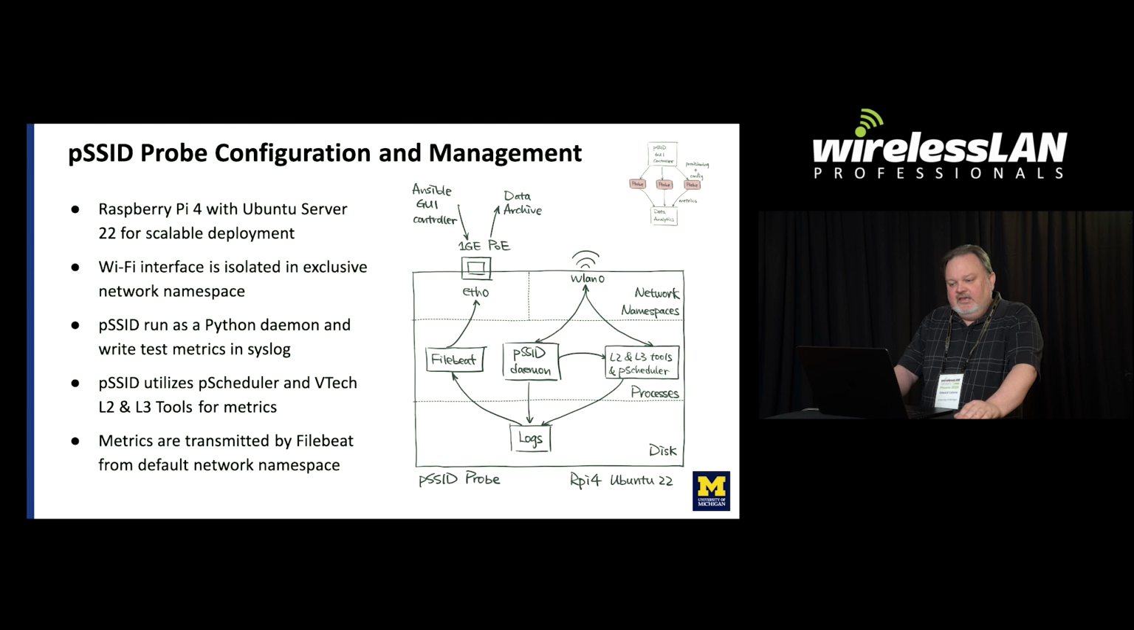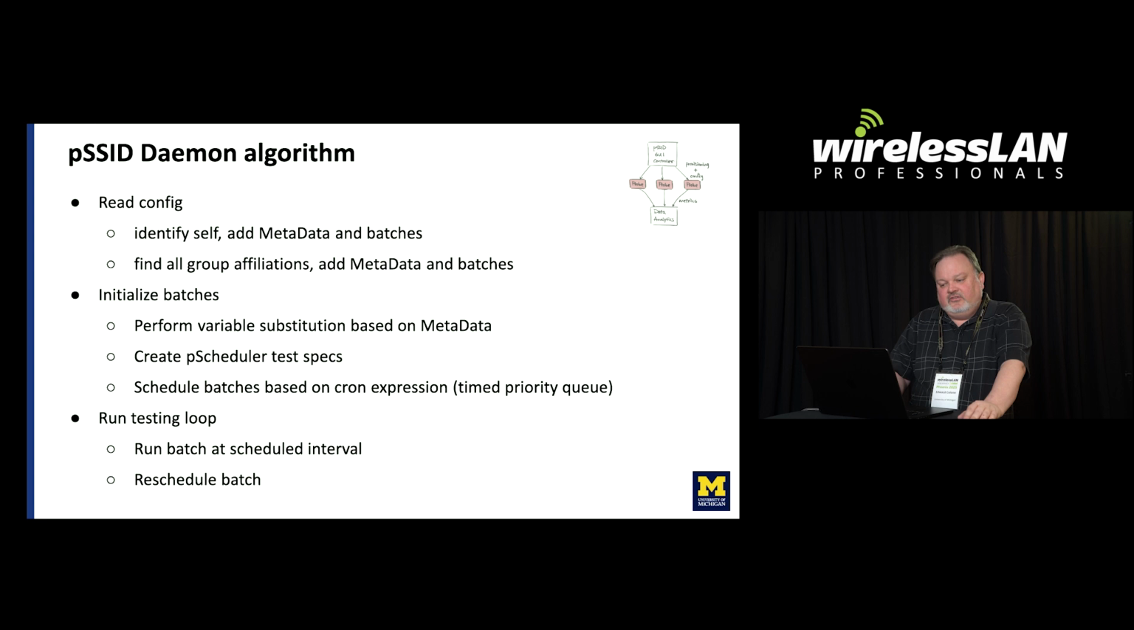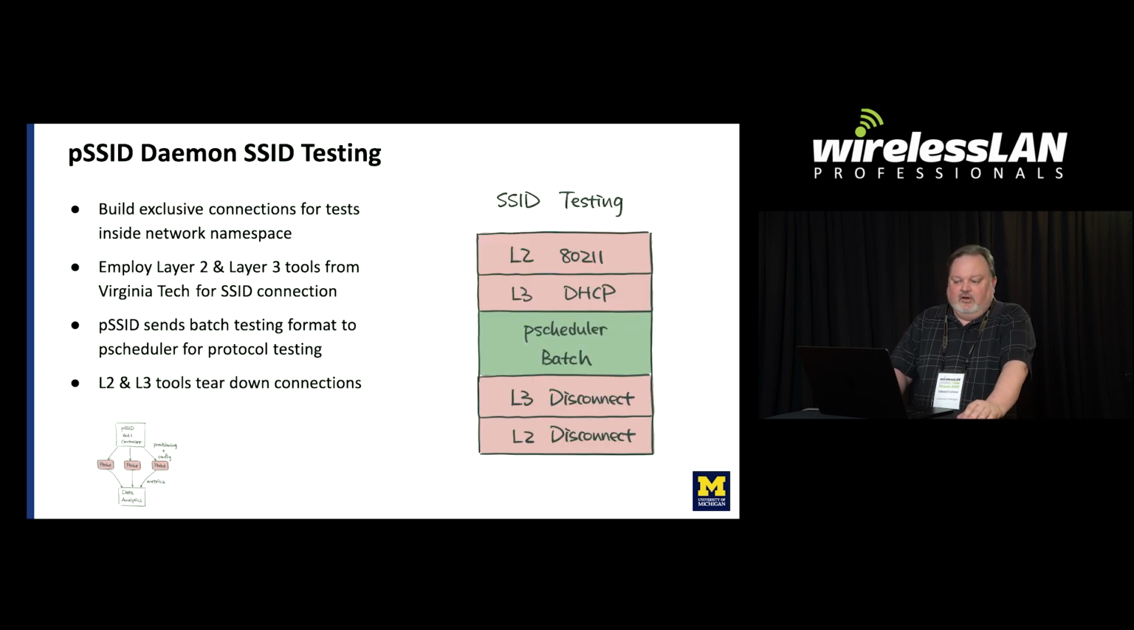The probe configuration and management. We use network namespaces to isolate the interfaces. We use the Ethernet interface to send metrics and receive configuration. The wireless interface is for testing. The algorithm basically reads the config, initializes the batch schedule, and then runs the schedule in a loop. So the algorithm is pretty straightforward.